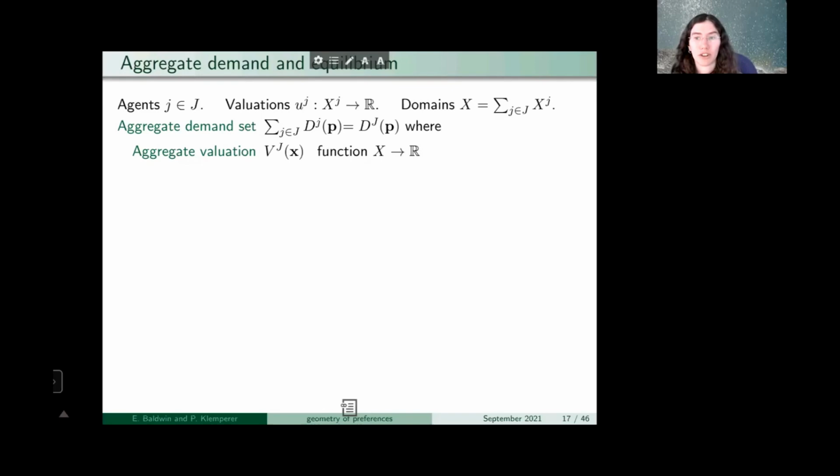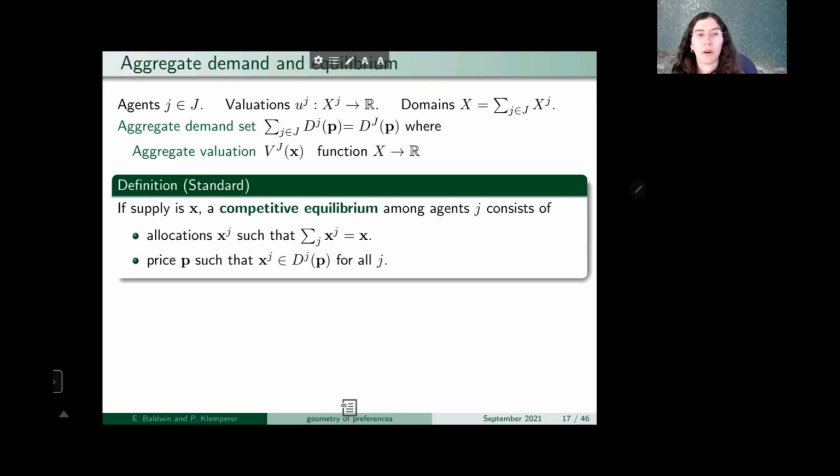And then competitive equilibrium. Alex defined yesterday in an exchange economy. In this paper, we didn't work in exchange economies, and I considered it would just confuse me and perhaps people who went across to look at the paper if I tried to rewrite this talk in the context of exchange economies. So I am not going to work in exchange economies. We have an external supply, you might say, and then a competitive equilibrium among agents consists of allocations for each individual agent that add up to that external supply, and a price that means that each agent does indeed demand, at that price, whatever it is we've allocated them.